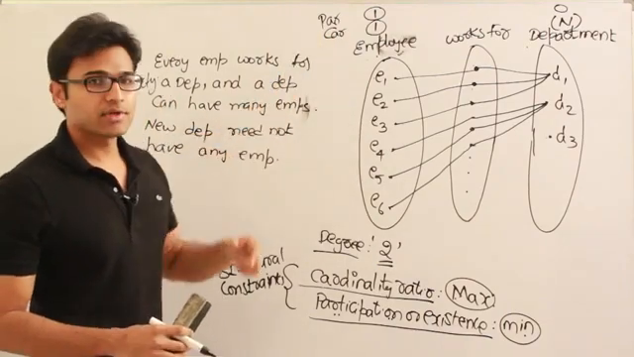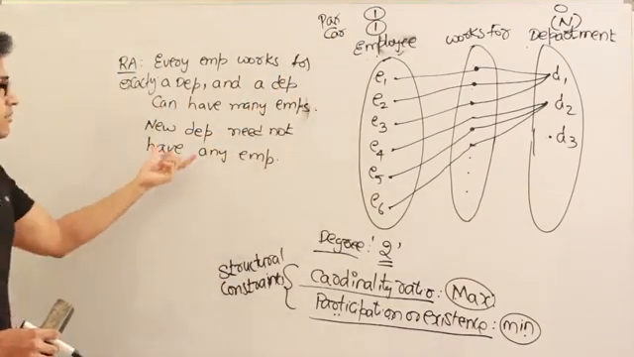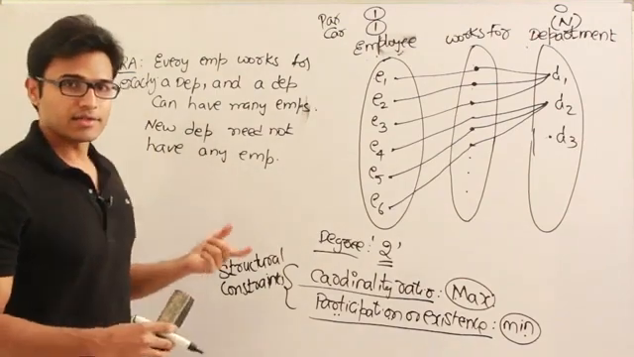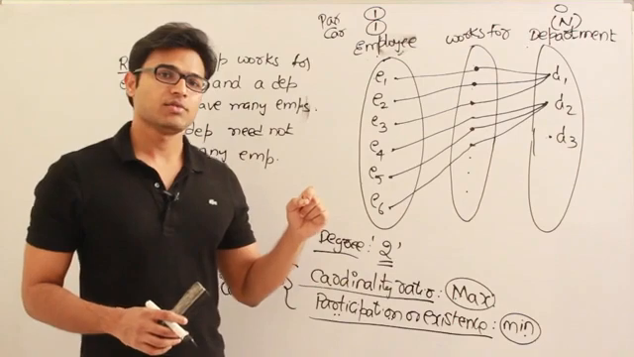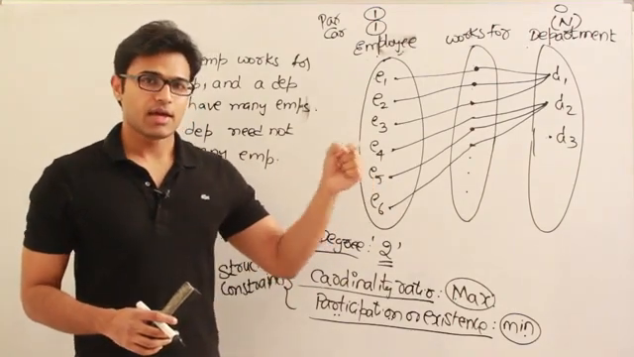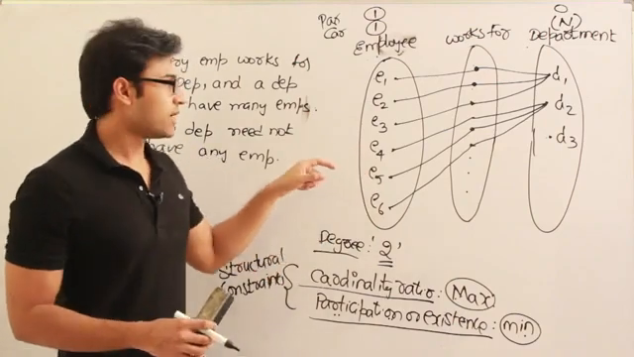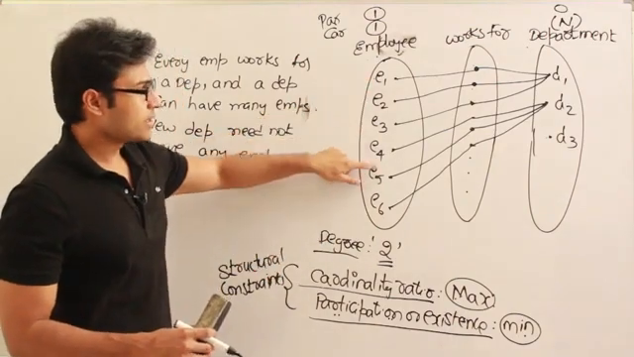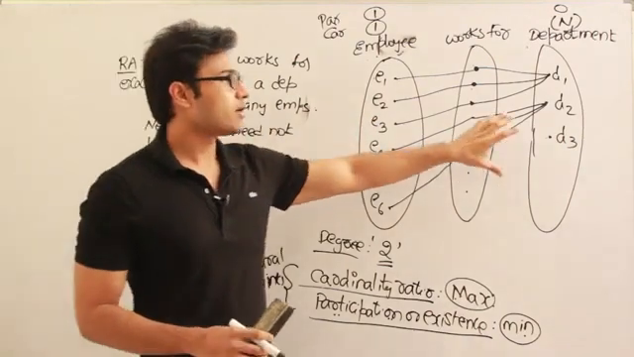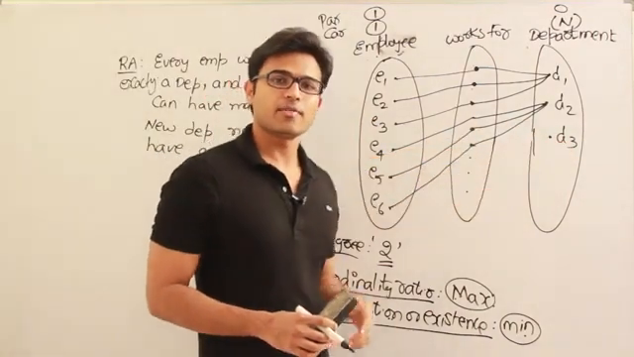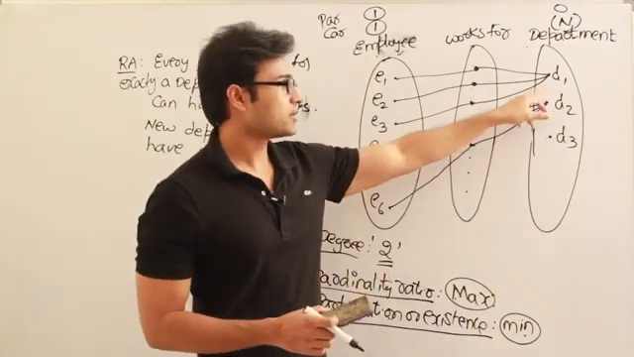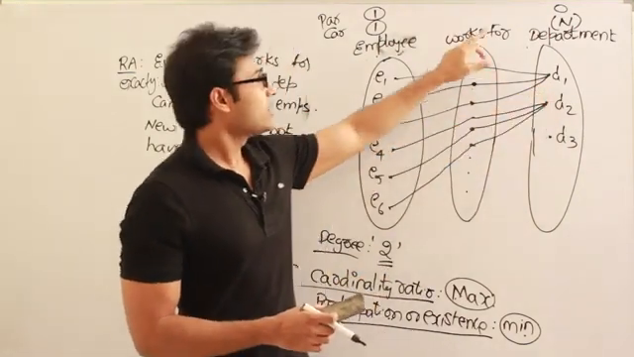How did we derive this? We derived everything from the verbal specification of the requirement analysis. They said that every employee has to work for at least one and exactly one department. That is why the cardinality of employee E1 is 1. And what about the cardinality of this one? They said that a department can have many employees. Therefore, the maximum number of relationships it can participate in is n.